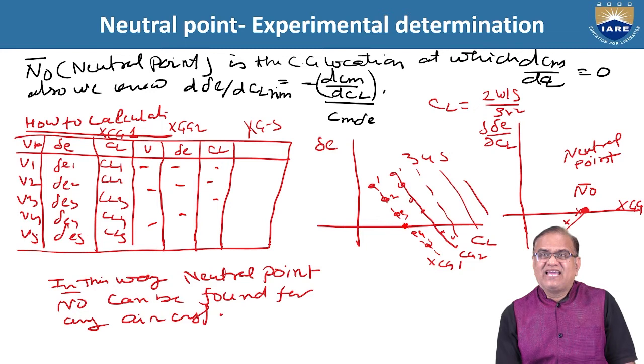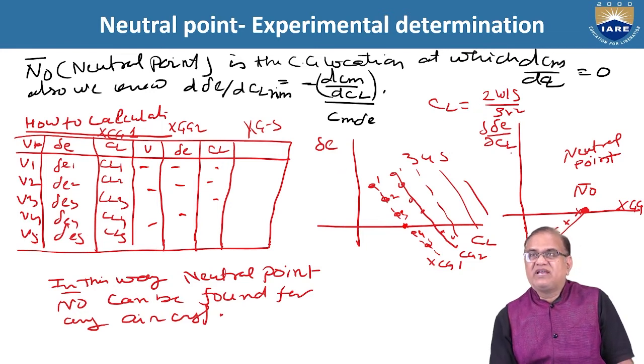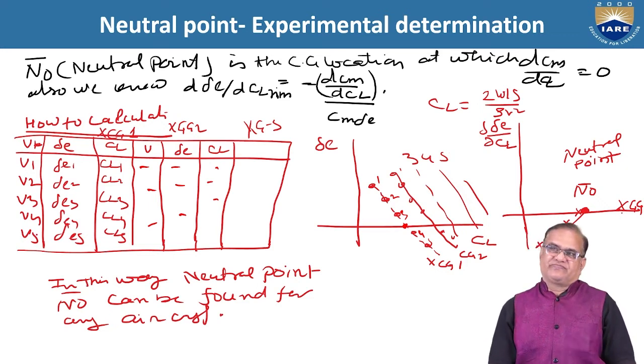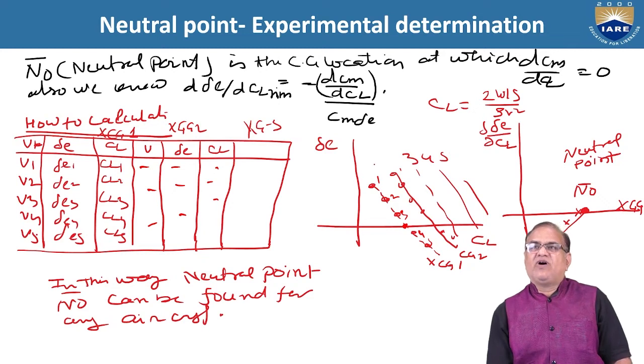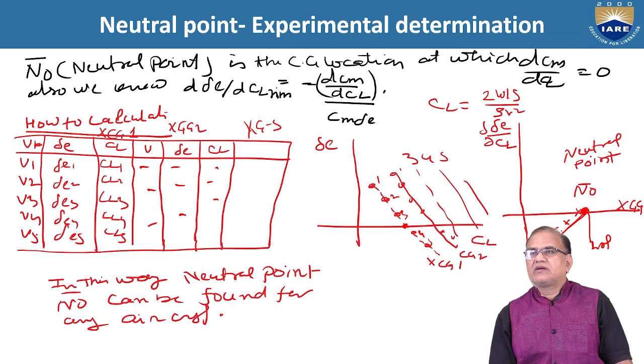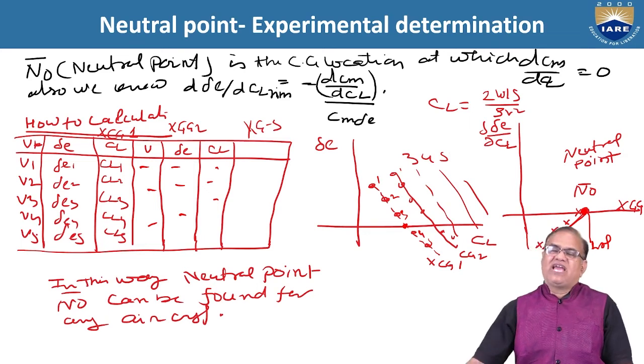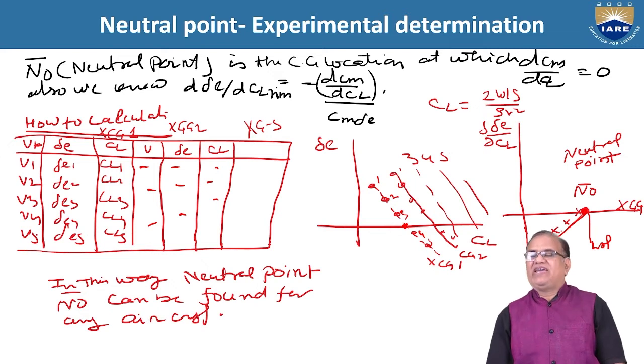So d delta E by dCl, which we have got from here, we will plot d delta E by dCl versus xg location. And in this, we have 1, 2, 3, 4, 5. And we have to join them here. And the place where this is cutting the xg axis, that point is called the neutral point. So like this, we can calculate the neutral point of the aircraft.